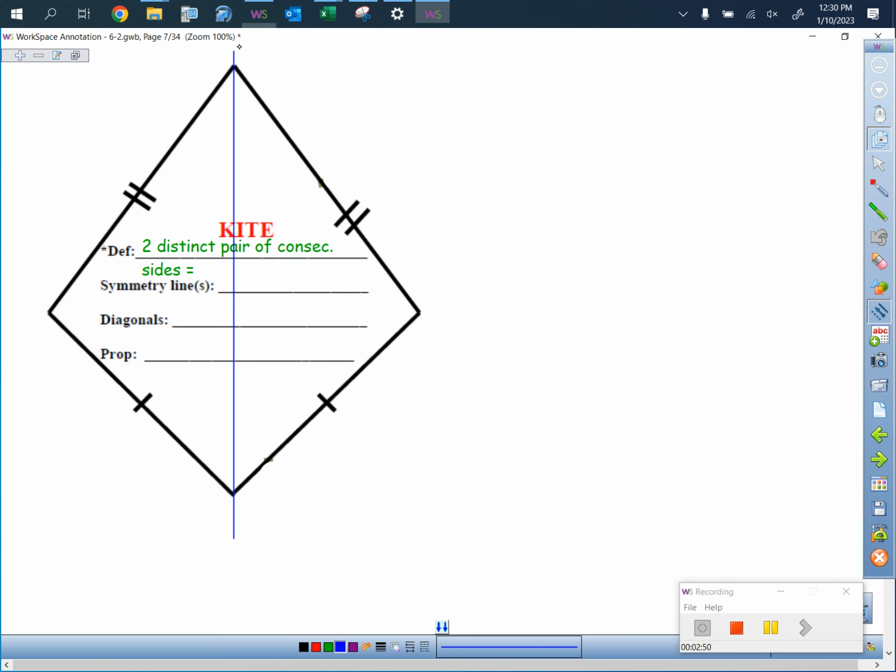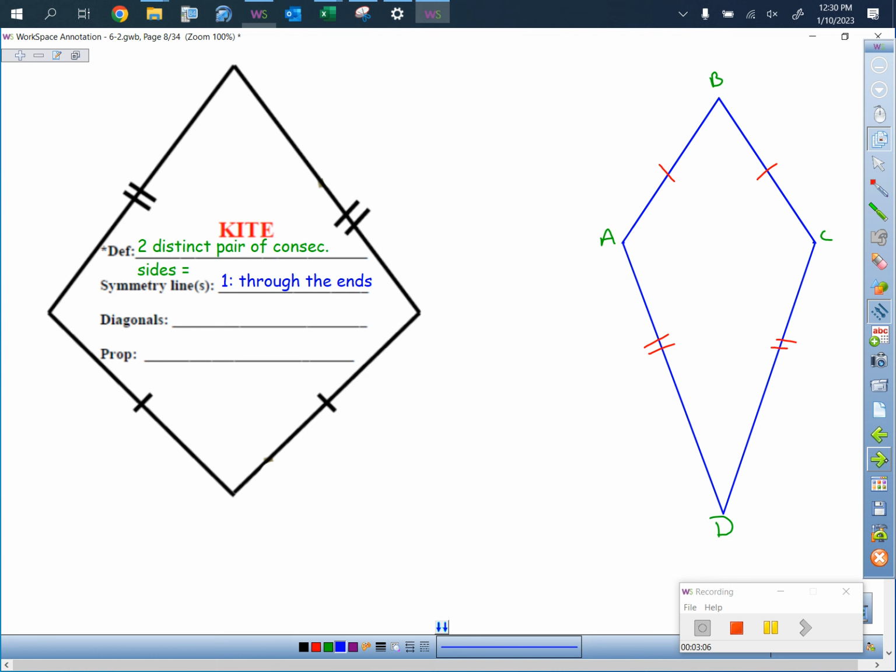So when it comes to these symmetry lines, here's what you have to tell me on the test. First, you have to tell me how many there are. Answer: one. There's one symmetry line. Then you have to tell me where it is exactly, in the words that I give. This one symmetry line for a kite is through the ends. So you have to say, I've got one symmetry line, and it's through the ends. I will tell you what the ends are in a second.